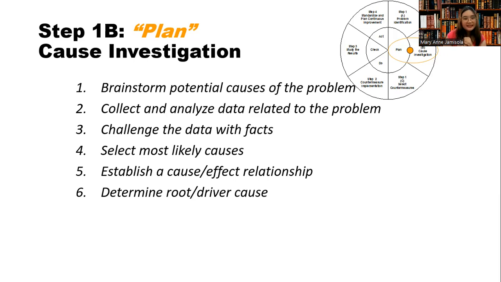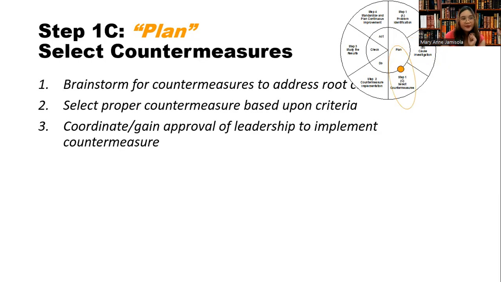And then collect and analyze data related to the problem, challenge the data with facts, select most likely causes, establish a cause and effect relationship, and determine the root or driver cause. And then step 1C is to select countermeasures. So again, brainstorming still. So brainstorm for countermeasures to address root cause. Select proper countermeasure based upon a certain criteria. Coordinate or gain approval of leadership to implement countermeasures.